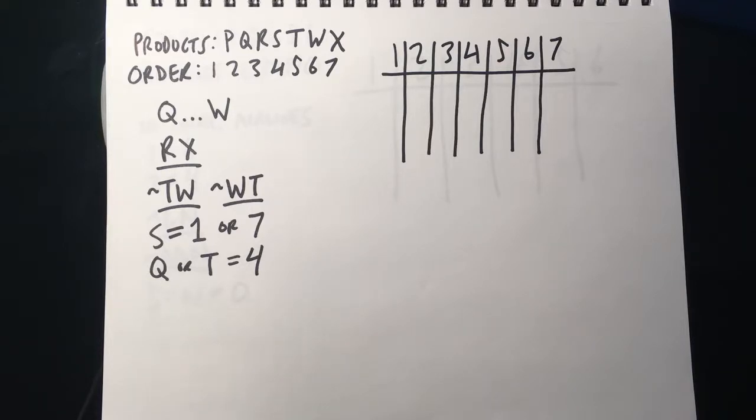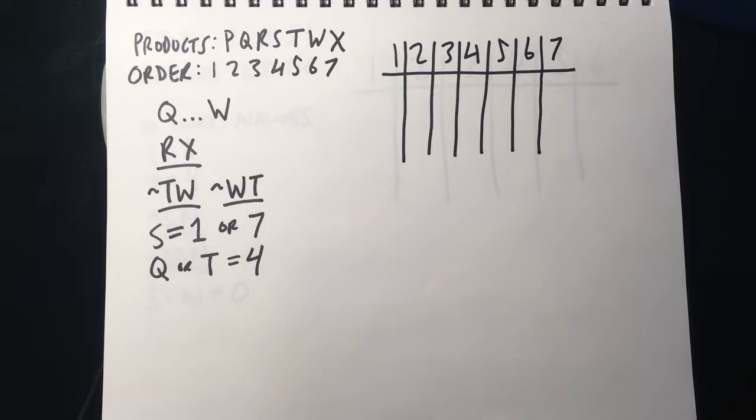So here we have 7 products: P, Q, R, S, T, W, and X. They're advertised exactly once. They give you the order, 1, 2, 3, 4, 5, 6, 7. This is what we call a sequencing game, putting stuff in order. Then we have a few rules here.